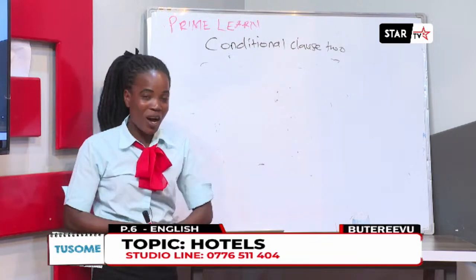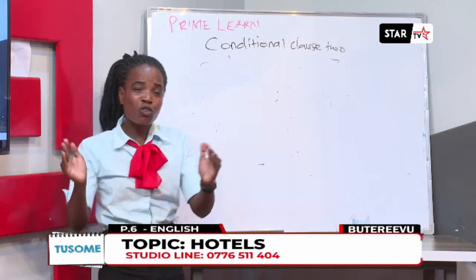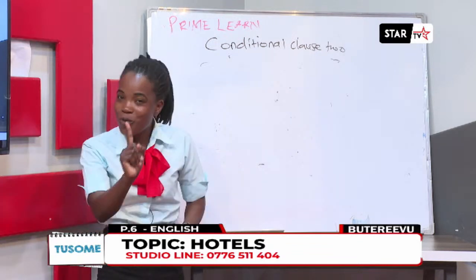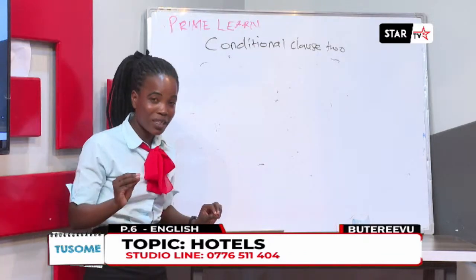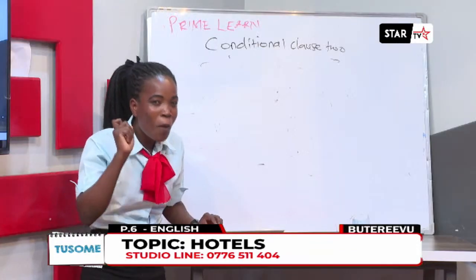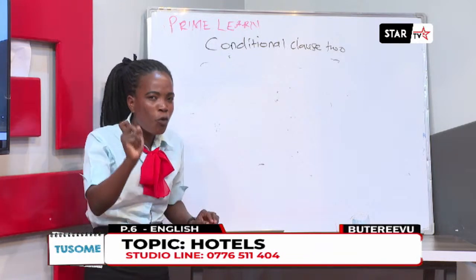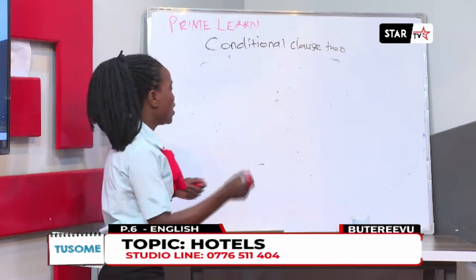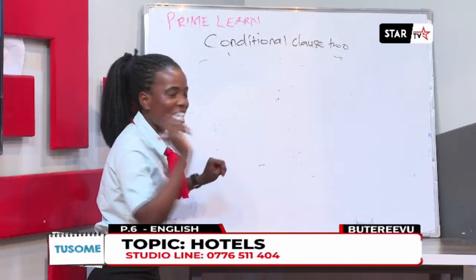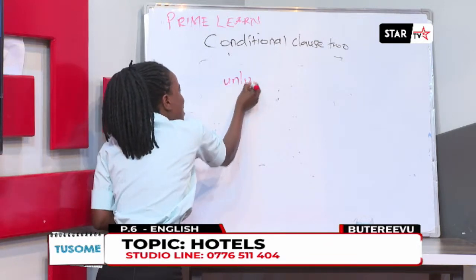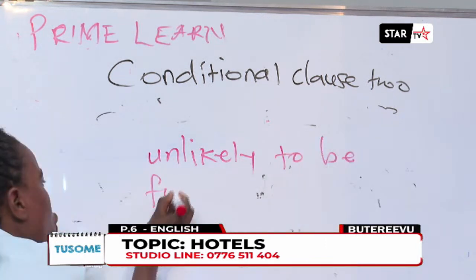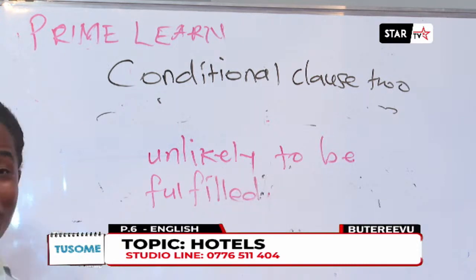My precious viewer, this conditional clause 2 is used in 2 ways. However, we are going to handle one way at a time. The first way is, I believe you are noting down, it is used to express conditions or situations that are possible but very unlikely to be fulfilled. I believe you are following me, my precious viewer.